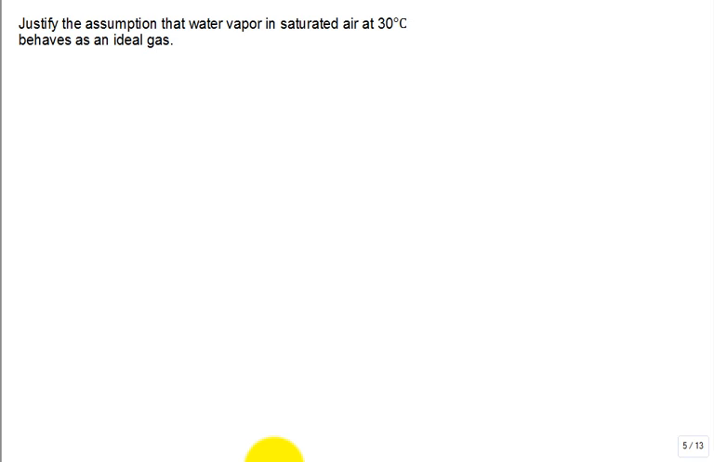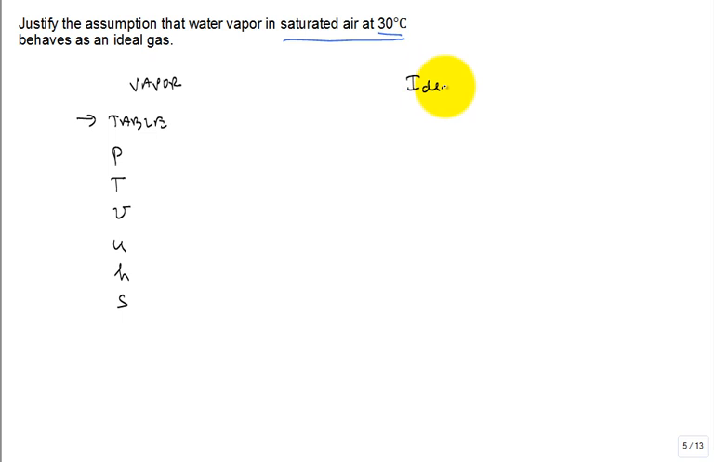Somebody says, justify the assumption that water vapor in saturated air at 30 degrees C behaves as an ideal gas. How would you justify it? Well, you would say, I know how to model vapor. And I would think about using the tables, the steam tables. And in the steam tables, I think about properties: pressure, temperature, specific volume, internal energy, enthalpy, entropy, right? And then I think about what it means to model that as an ideal gas.